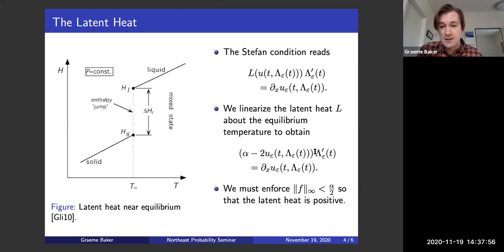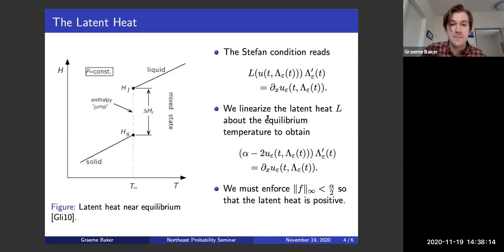Also, we need this latent heat to be positive. And so we enforce that the initial condition isn't colder than alpha over 2. And then using the maximum principle, that will enforce this for you at all times.